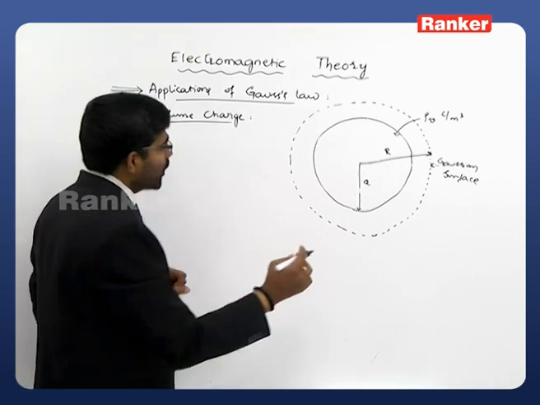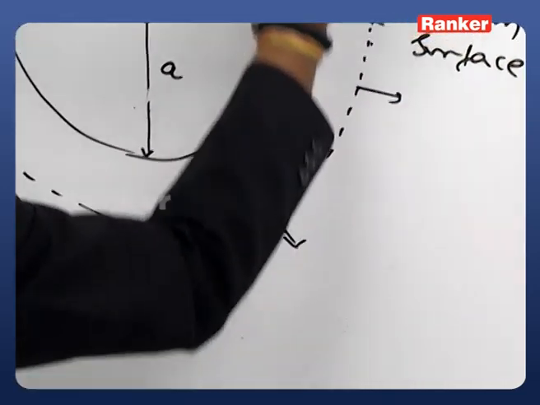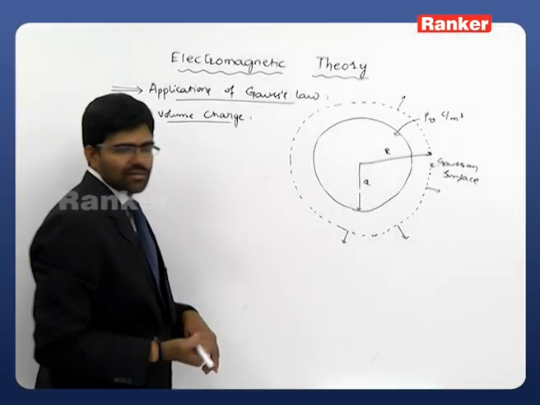Next, calculate the total flux leaving through the Gaussian surface. The total flux leaving through the Gaussian surface is also in the direction of the radius.